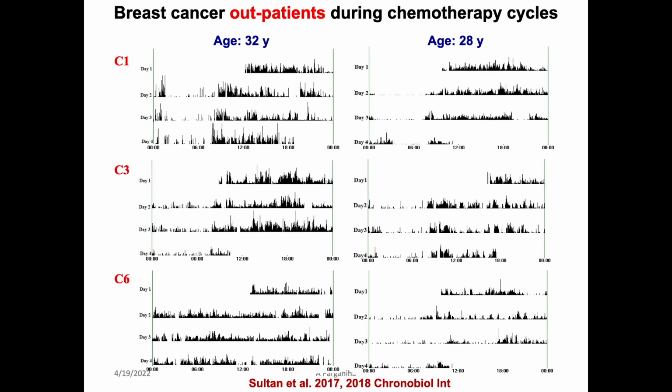In case of outpatient, here again we can see that during chemotherapy cycle 1 the rhythm is maintained, but during chemotherapy cycle 6, or with the progression of the chemotherapy cycle, there is a disruption in the rest activity rhythm. It means the cancer disease as well as the chemotherapy, both of them aggravate the cancer progression itself.